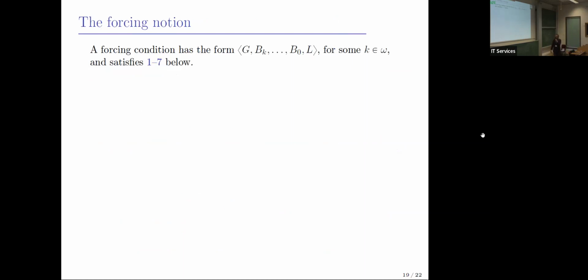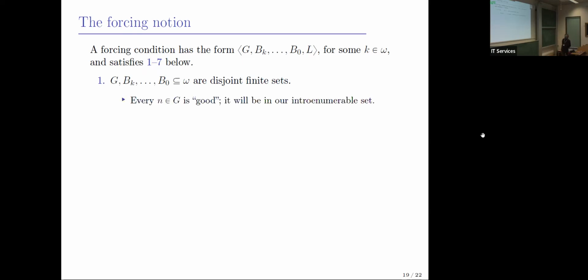So then what's the forcing notion that we're going to use to build I? Well, it has the form G, that's for good, B_k through B_0, those are levels of badness, and L for labeling. And it has to satisfy the following 7 conditions. These are all disjoint finite sets. G and B_0 through B_k are all disjoint finite sets. Every n in G is good. It will be in our introenumerable set. Every n in any of the bad sets is bad, and it will not be in the introenumerable set.